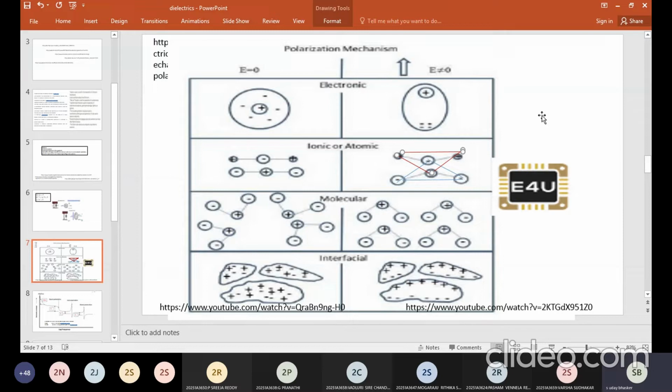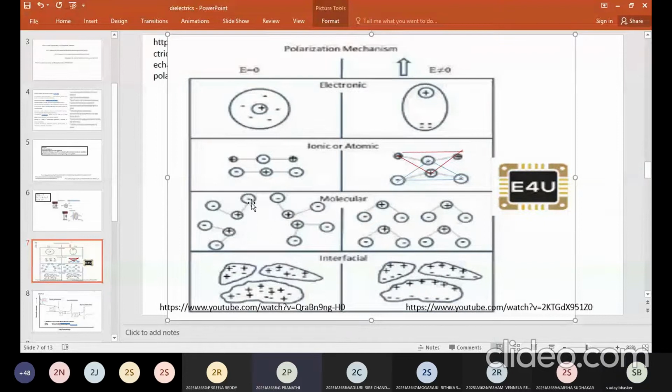Okay, hopefully. Now, what do you see over here? In this particular part, what do you see? Some molecules which are already polar. Structures of molecules. Right. Okay.